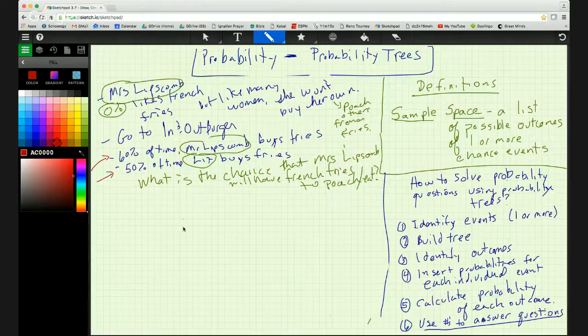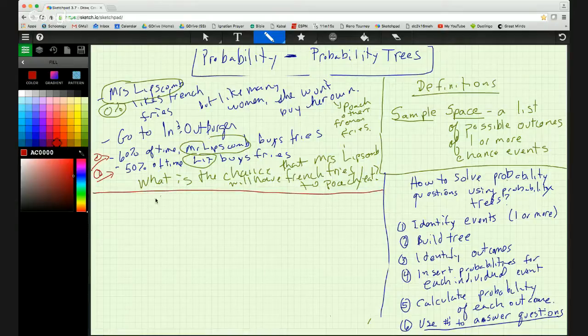Here they are. That could happen when we go to In-N-Out Burger, because everyone gets a chance to order. Mr. Lipscomb goes first. Liz goes second. Mrs. Lipscomb goes last, say. And something can happen. And those are our two events. So let's see if you can do this problem. Try the whole thing and see where you get. So pause the video, and then we're going to go forward.